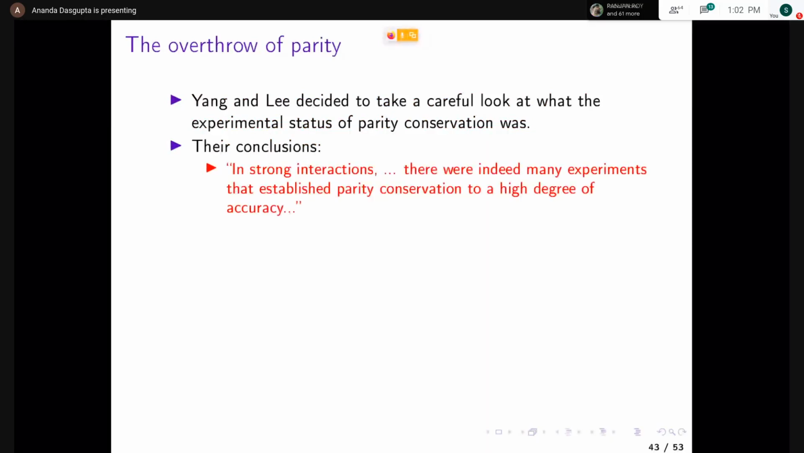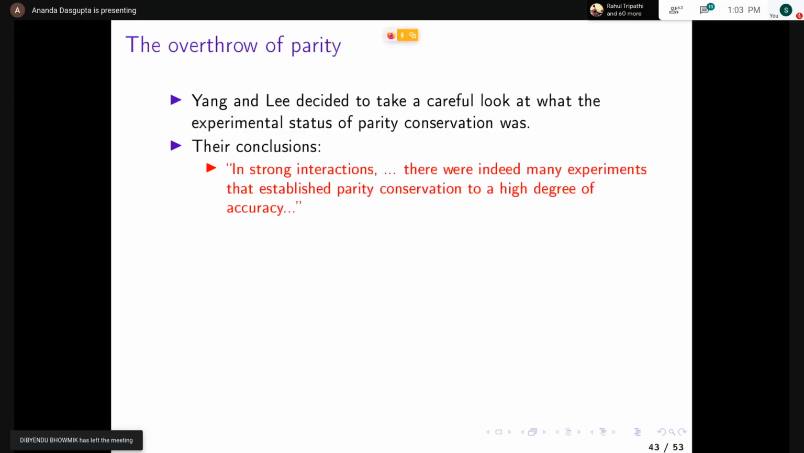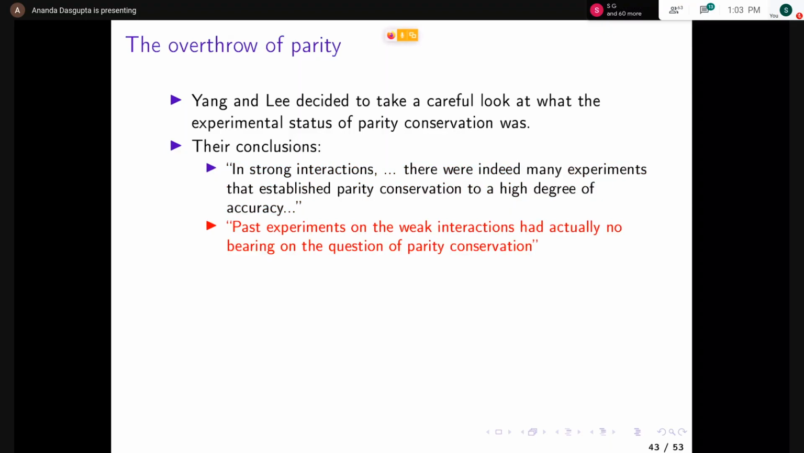In strong interaction, electromagnetism, they didn't even bother about. It was already well known, all the equations were known, they were known to be parity symmetric. In strong interactions and weak interactions, these were the 2 things they were really talking about, nuclear interactions. In strong interactions, there were indeed many experiments that established parity conservation to a high degree of accuracy. So, strong interactions, parity conservation, no problem. Past experiments on the weak interaction have actually no bearing on the question of parity conservation.